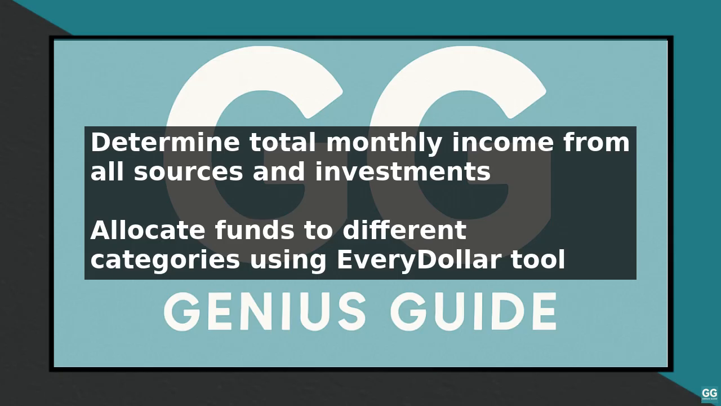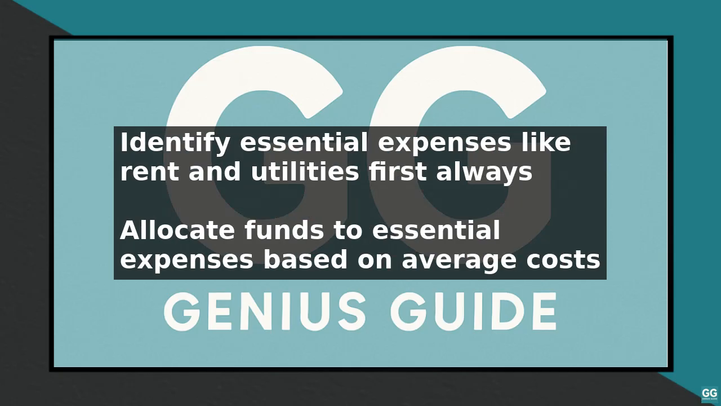After covering essential expenses, move on to savings and debt repayment. Allocate a portion of your income to an emergency fund, retirement savings, and any high-interest debt you may have. The key to zero-based budgeting is to make sure every dollar is working towards a specific goal. Whether it is paying off debt, building savings, or investing in your future.